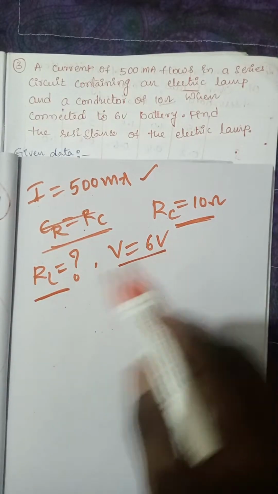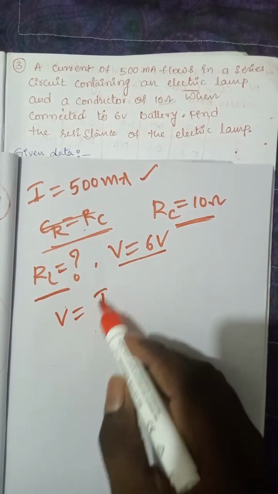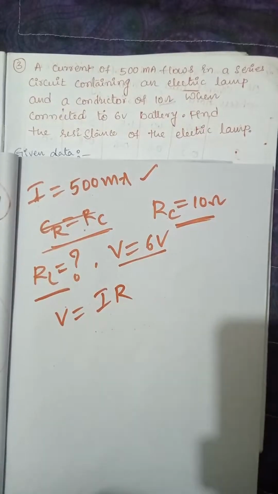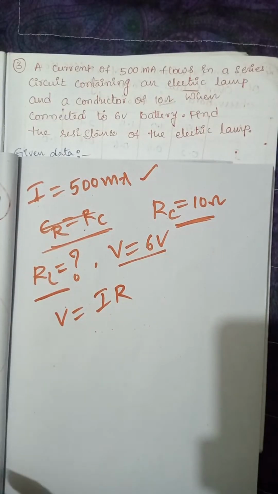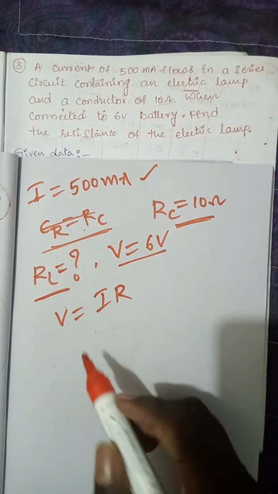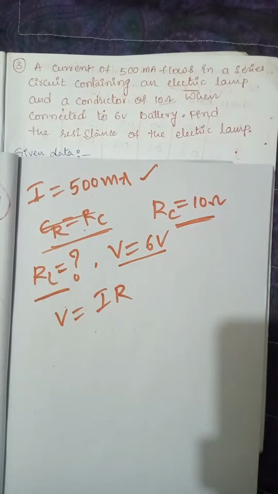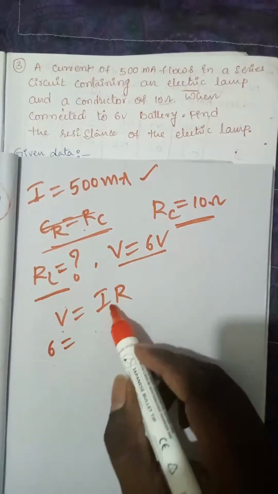The voltage is given, so we know the formula V equal to IR. It is a very, very basic formula, Ohm's law only. Directly by using Ohm's law we can find this. So V equals 6, and what is I here?